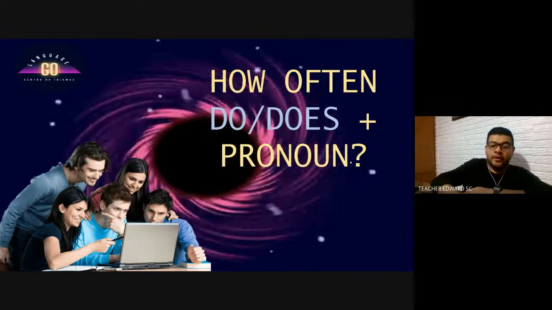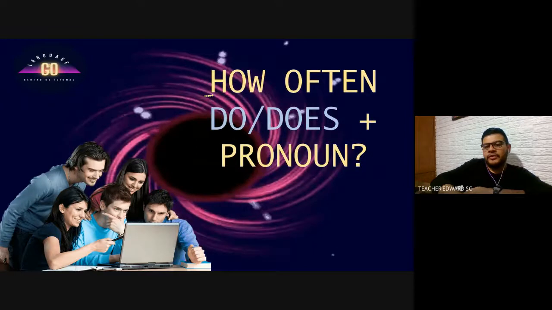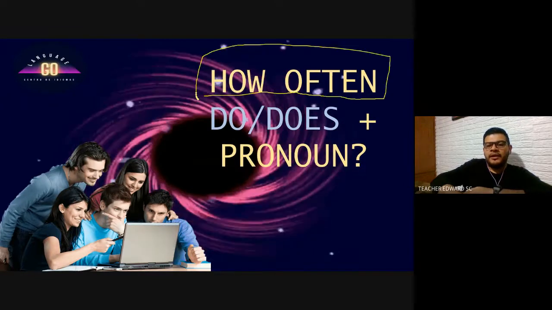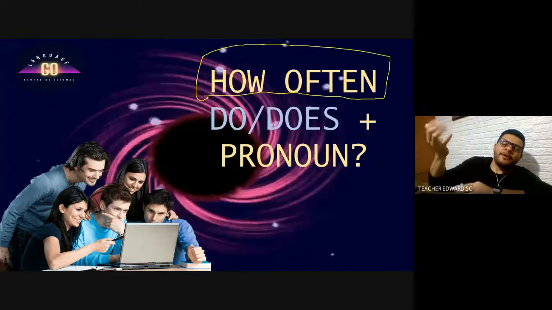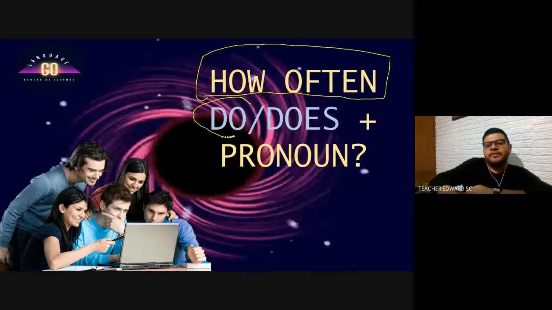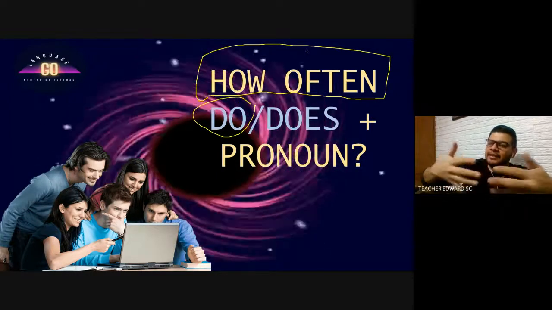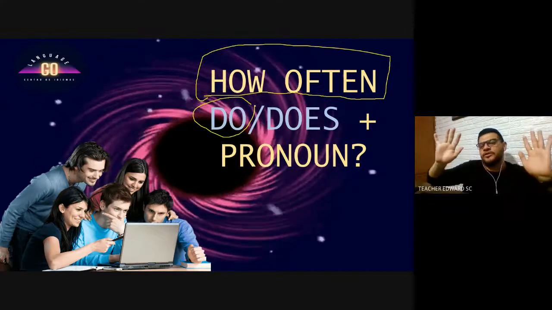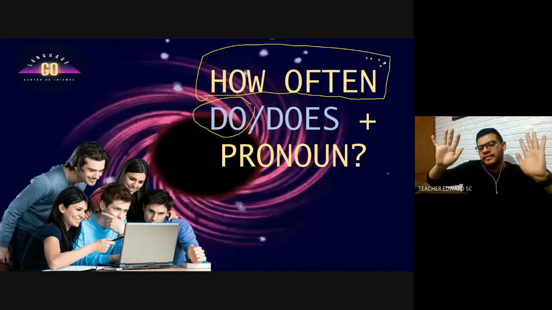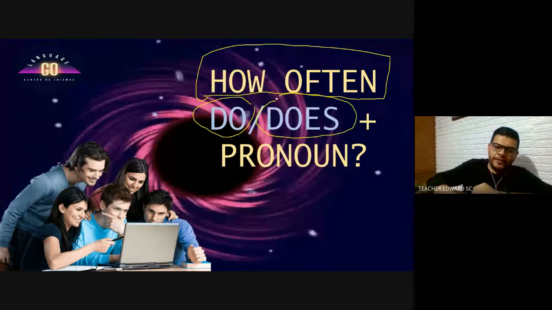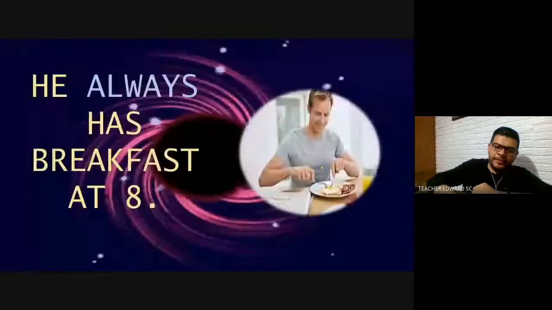Why don't we start to practice? And the question for the person is how often. When you ask the person how often, you want to know what the frequency is. And you have to use do or does, depending on the person. If you ask directly to the person, you say, how often do you brush your teeth, for example? Or if it's about another person, about a he or a she, you have to use does. So let's go to practice. Here we have three examples.